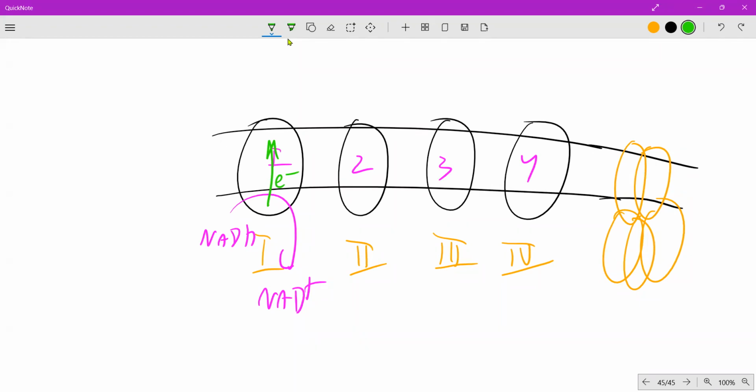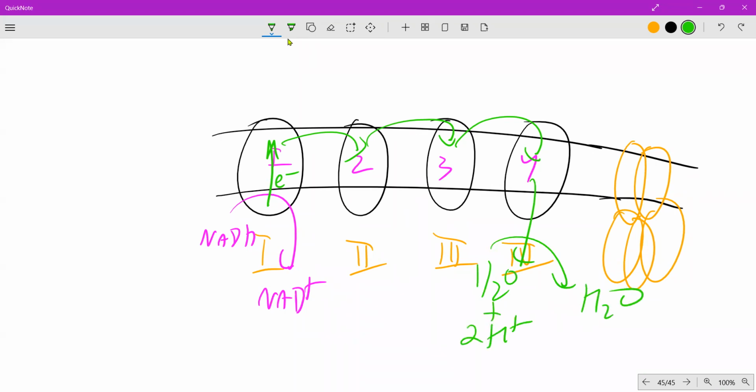So do you think this electron would be given to complex 2? Complex 2 will give it to complex 3. Complex 3 will give it to complex 4. And now this will give it to oxygen, and we get water. Do you think it happens this way? So there are carrier proteins involved.